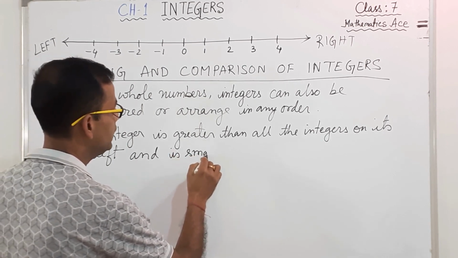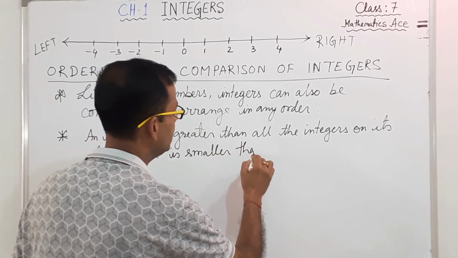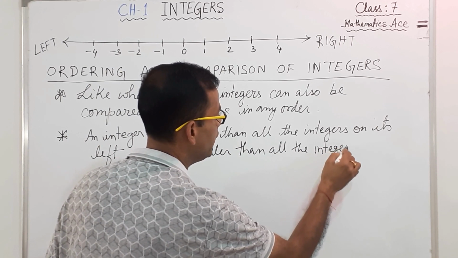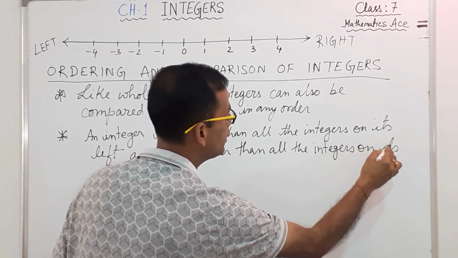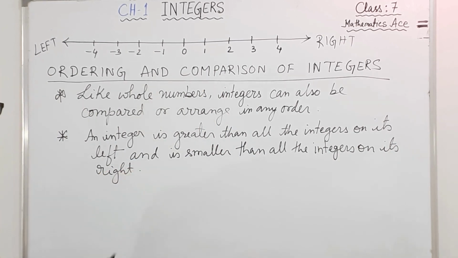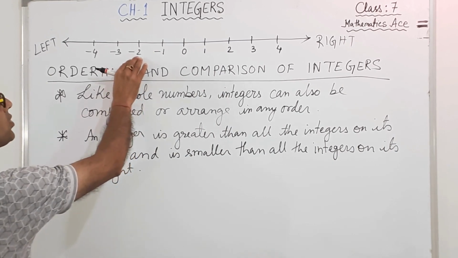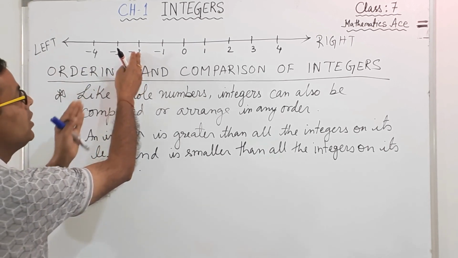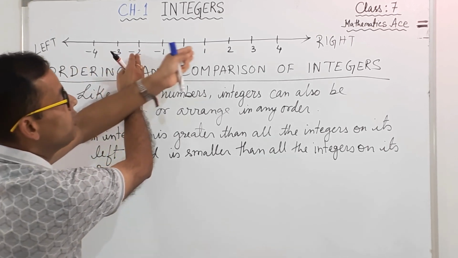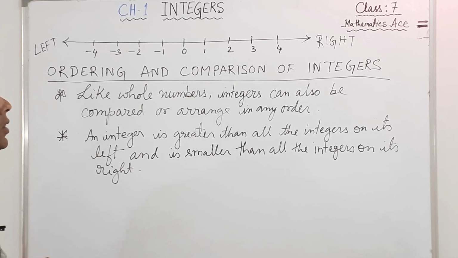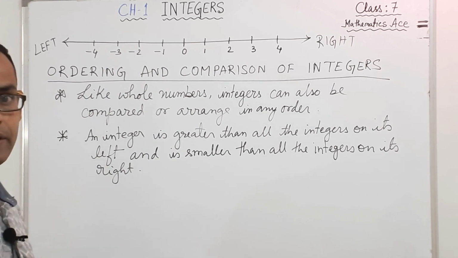And an integer is smaller than all the integers on its right side. That means if you take any integer, suppose minus 2, then this side is the left side and that side is the right side. So minus 2 is always smaller than whatever is on the right side. Clear now? So we can compare it, we can order it also. Clear?